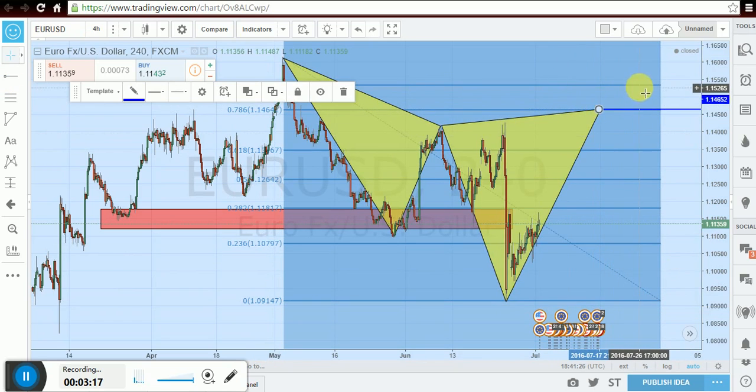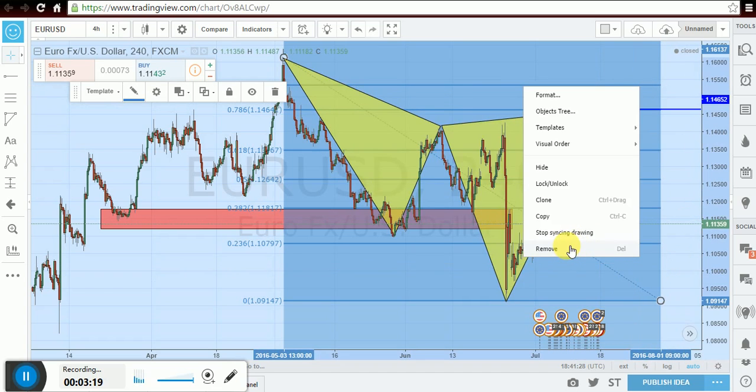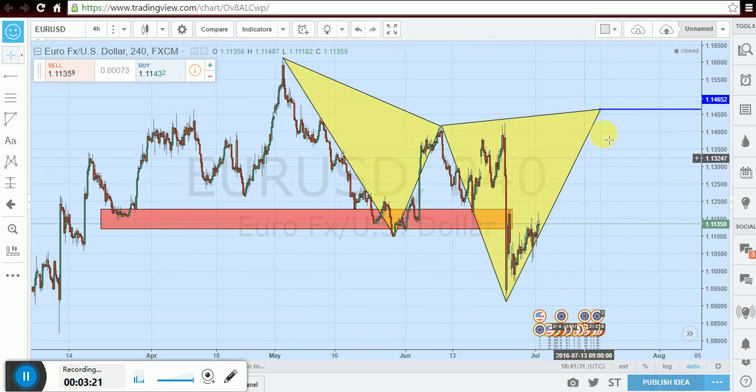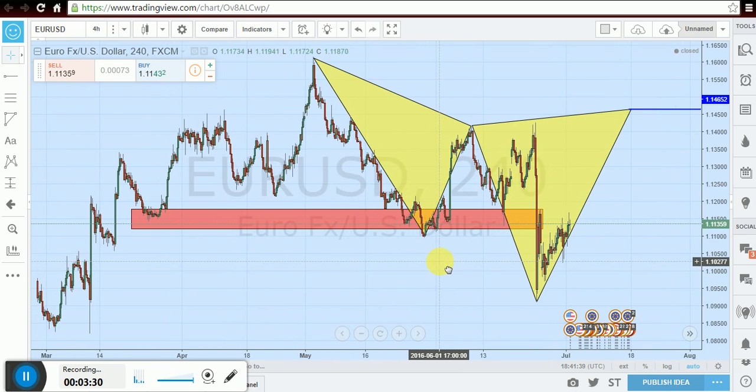So if that resistance doesn't hold, this is going to be the next target. I would actually be focusing on that. I would wait for the cipher pattern. I wouldn't really pay too much attention to this structure trade because I don't really trade structures anyway. So I will be focusing on that trade.